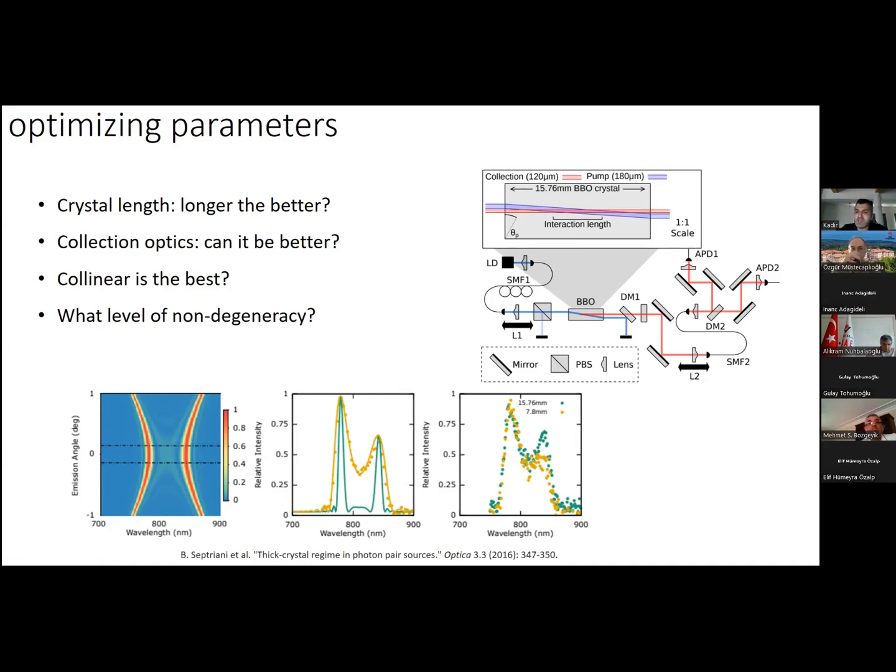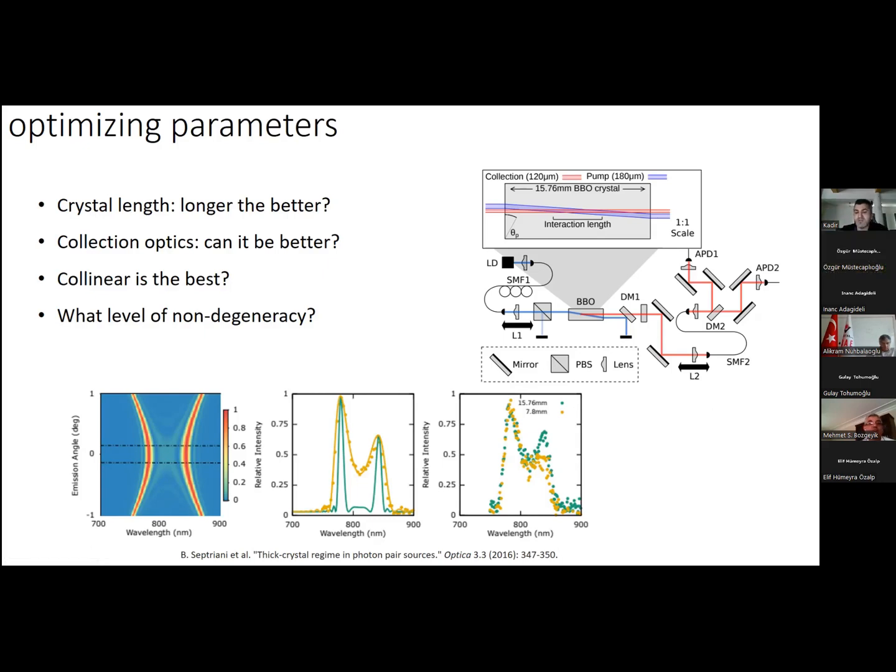And we realize that this depends on your collection optics, the lenses that you use. For our lenses, we cannot get any better than 6 millimeters. Therefore, it doesn't make sense for us to use any longer crystals. That's why we always use 6 mm crystals. So you need to optimize this kind of thing. This is just one example.